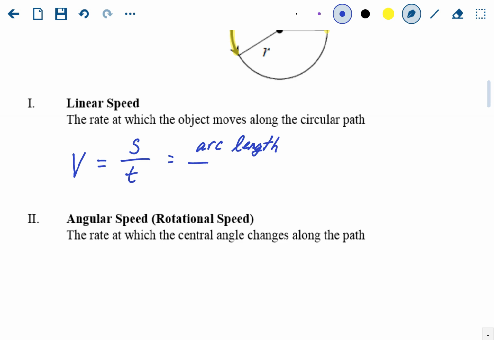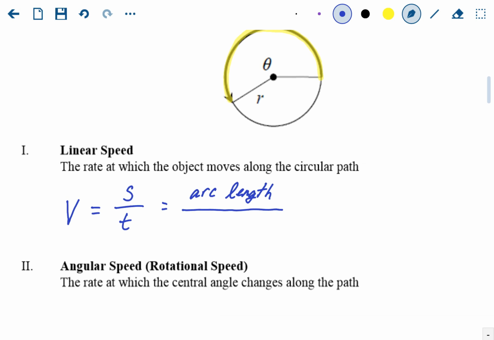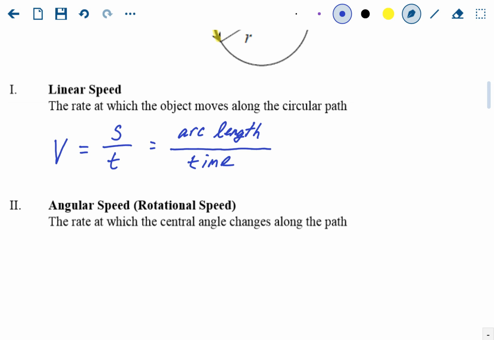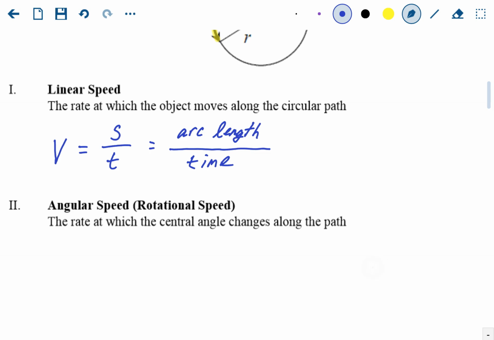Now, one thing to note is that the radius, the actual circle part, doesn't come into play anywhere in here. So the angle doesn't matter. It's only the arc length. Now, to find the arc length, you need the angle. So it does come in, but it's not part of the formula. So it's just the arc length divided by time. The arc length is going to be some distance, and time is going to be per second, per minute, per hour.